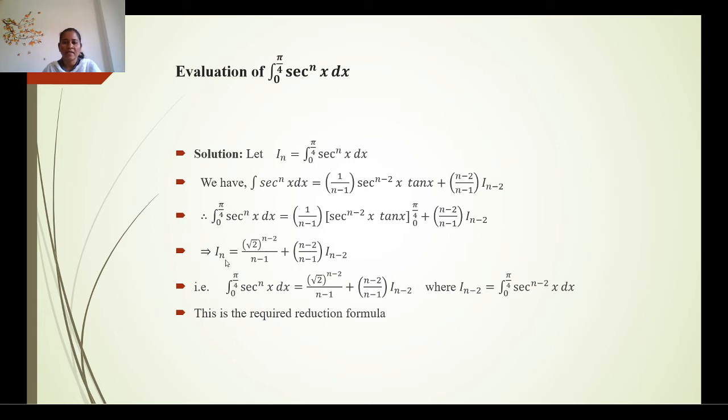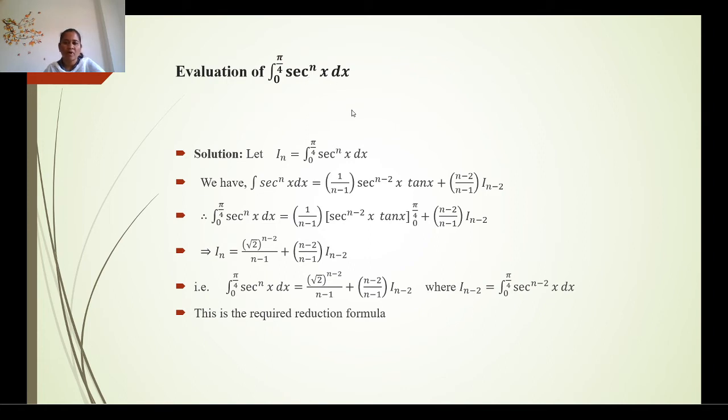Okay, then In is equal to 1 divided by n minus 1, which is a constant. Apply the upper limit: secant to the power of n minus 2 x, where x is pi by 4, then tan pi by 4. Tan pi by 4 is 1, and secant pi by 4 is root 2. Root 2 to the power of n minus 2, then the lower limit. The lower limit becomes 0. Plus n minus 2 by n minus 1 times I n minus 2. So this is the required formula, the formula for the integral from 0 to pi by 4 of secant to the power of n x dx.